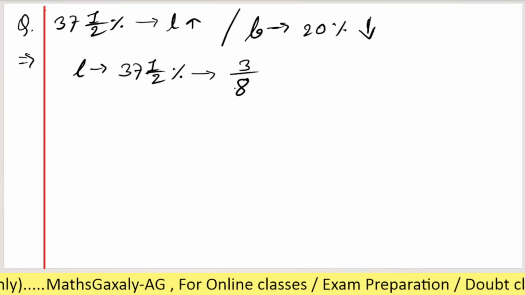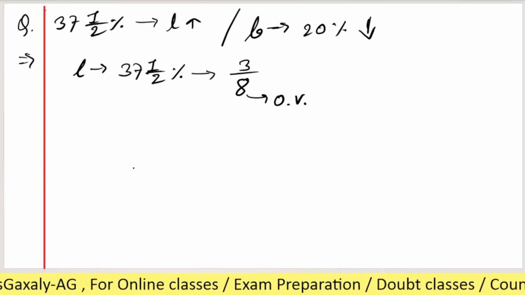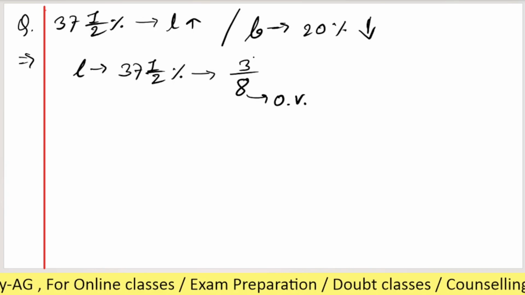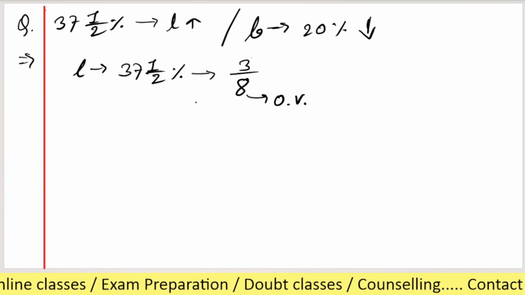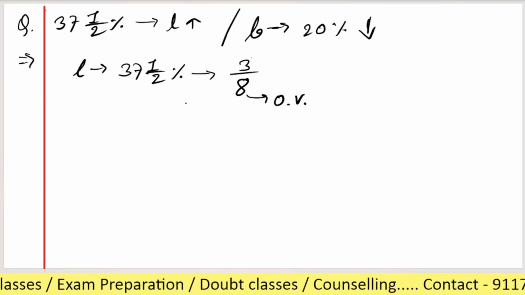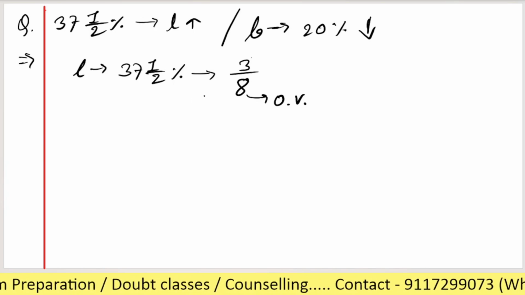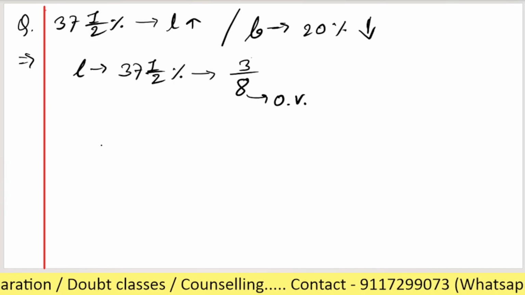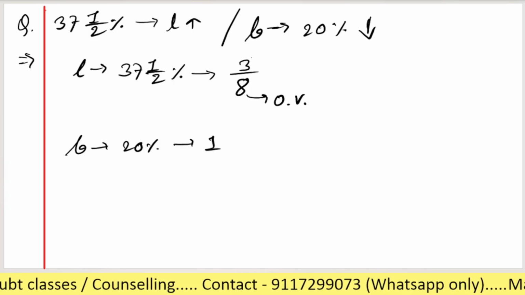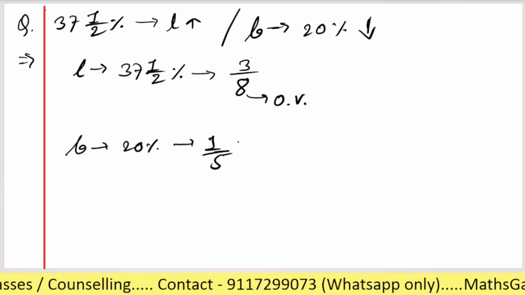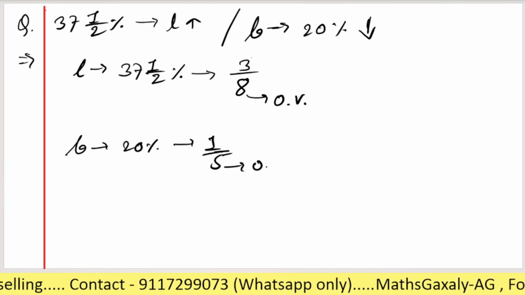This 8 is the original value, and this 3 is the increment on 8. Suppose 8 was the original length and there is an increment of 3, so the new length will become 11. Like this you have to think. Now let's do it for breadth. 20% means 1 by 5, and it is a decrease. This 5 is the original value.